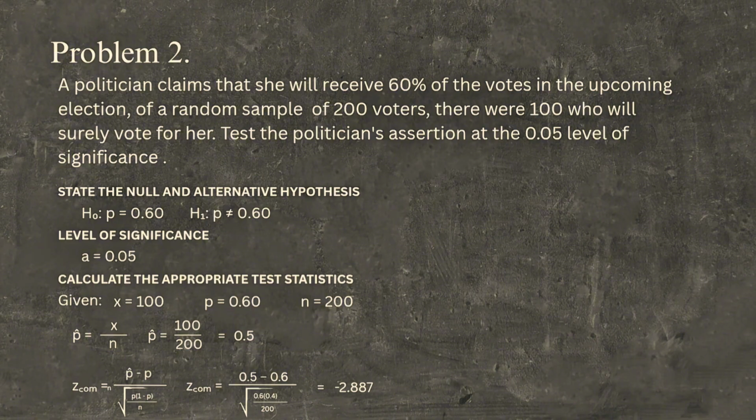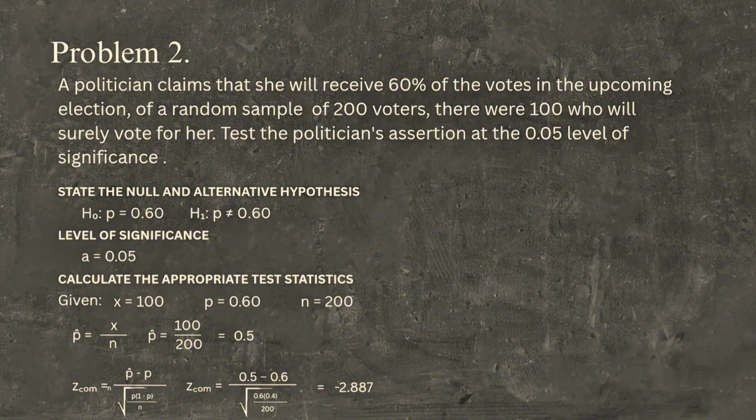So next, we compute the z-test statistic. Using the formula, z equals sample proportion minus population proportion divided by the square root of p times 1 minus p divided by n. So let's just substitute the given data. So we get z equals negative 2.887.